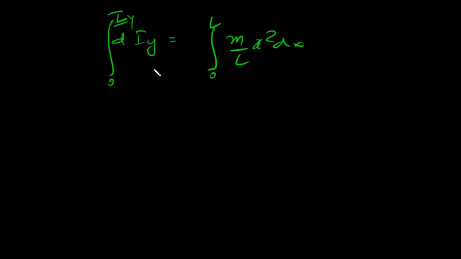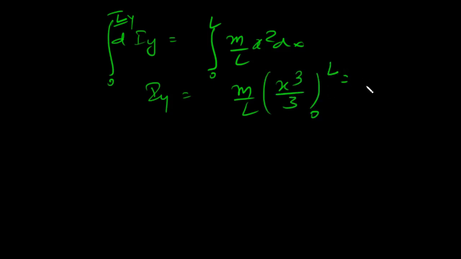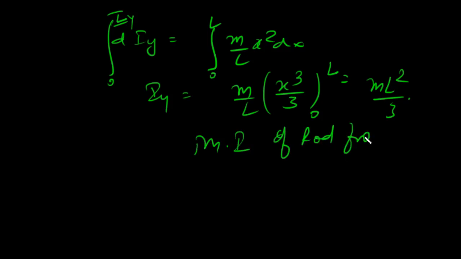So dI_y would be equal to the integration from 0 to L of (m divided by L) x square dx. This will be 0 to I_y. This will be I_y equal to m divided by L times the integration of x cube by 3, and we will apply limits over here. So we will get mL square by 3. So the moment of inertia of the rod from the end is mL square by 3. This is the moment of inertia of the rod from the end.